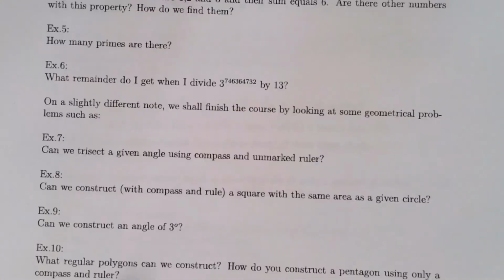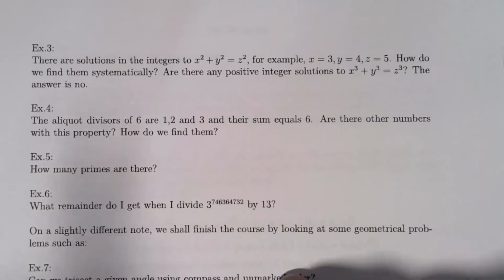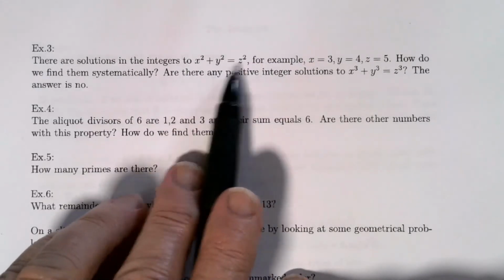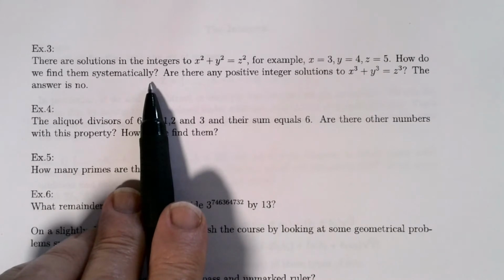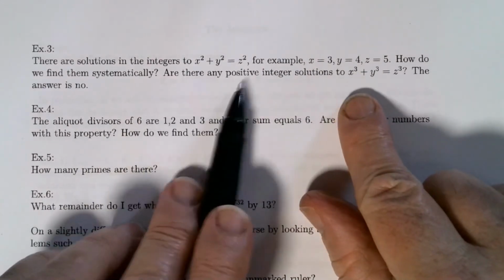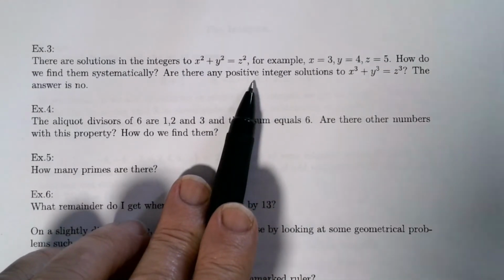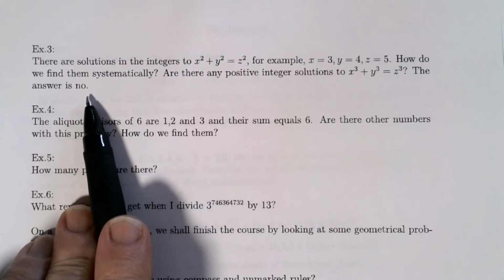Third example, the very famous Fermat's last theorem, of course. There are solutions to x squared plus y squared equals z squared. For example, the obvious 3 squared plus 4 squared is 5 squared. How do we find all solutions systematically? Are there any non-zero integer solutions to x cubed plus y cubed equals z cubed? And of course the answer is no, by Fermat's last theorem, which was only proven not that long ago.